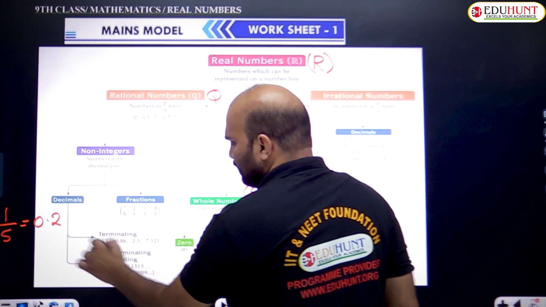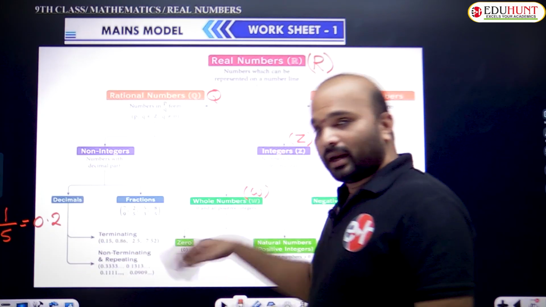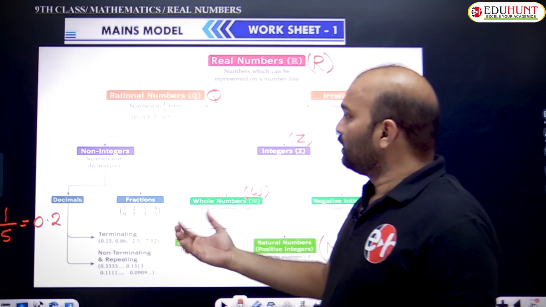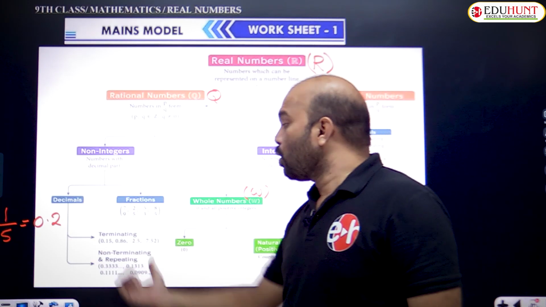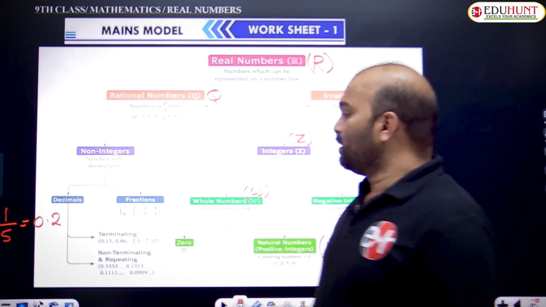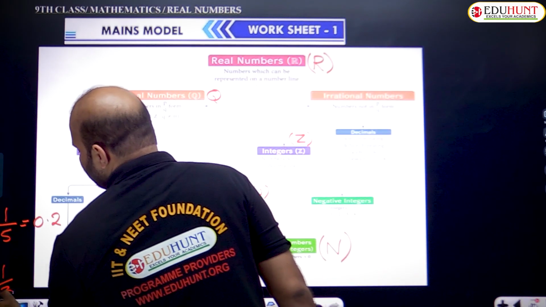What are examples? 0.2, 0.15, 0.86, and negative ones also, minus 2.5, minus 7.52. These are terminating values. What is non-terminating and repeating? For example, 1 by 3. 1 by 3 has the value 0.3.